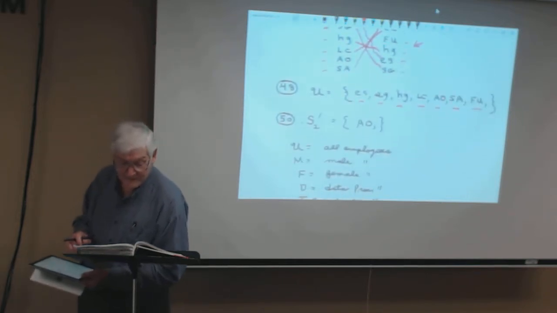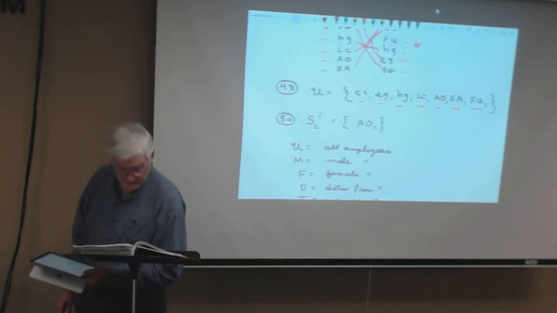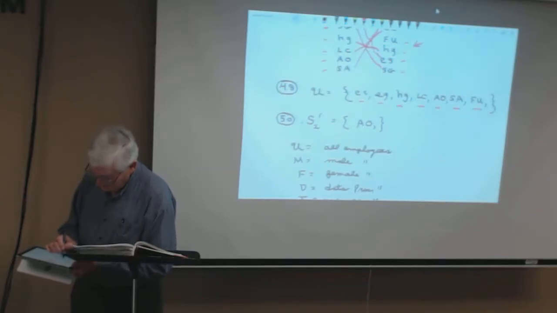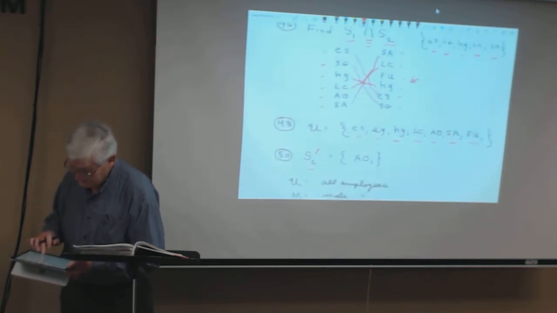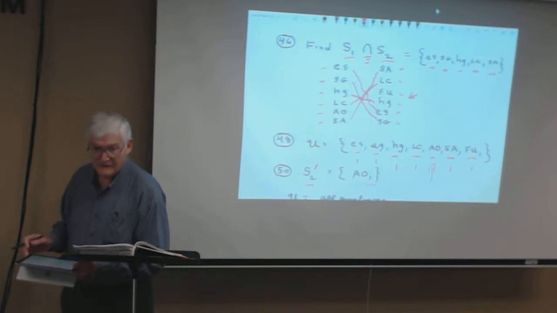Number 50. That's kind of why you show your work on here, because you can look back at your previous work to answer some of the next questions. Find the complement of S sub 2. What's S sub 2? It's all this, 1, 2, 3, 4, 5, 6. So if I take 1, 2, 3, 4, 5, 6, what's left? There it is, right there. AO. Everything in the universe that's not in S sub 2.